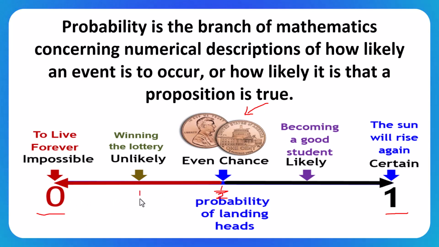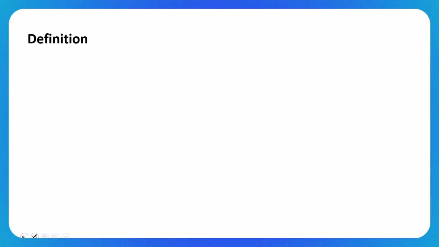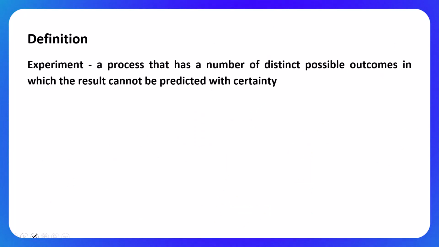I've divided this up into 4 sections. So unlikely would be 1/4. Anything below 1/2 is unlikely. Highly unlikely would be closer to 0. And then likely would be 3/4. The closer you get to 1, the more highly likely it becomes. Just remember that probability is between 0 and 1.